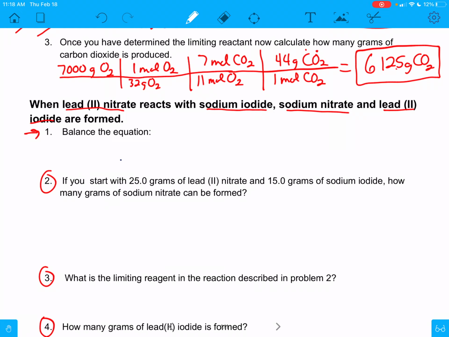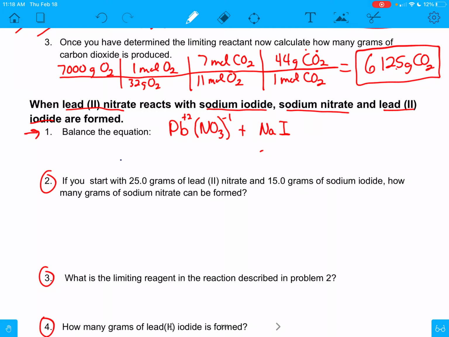So the first thing I do is I just write down the skeleton equation. So I've got lead, which is Pb. There's a Roman numeral 2, so I know that has a plus 2. Nitrate is a polyatomic ion, and it looks like this. It's NO3, and it has a -1 charge. It's going to react with, so I put a plus sign, sodium iodide. That's going to be Na, sodium. Sodium has a +1 charge. Iodine has a -1 charge because it's in group 17. So do I need any subscripts here? No, I do not. So I'm just going to go ahead and erase my charges here.